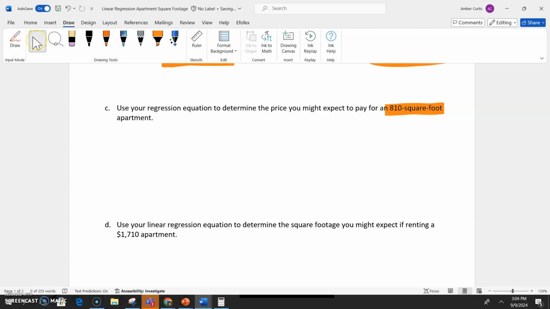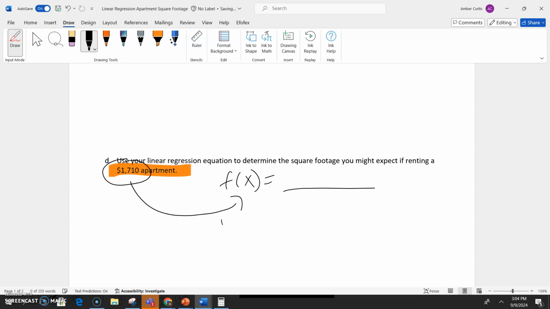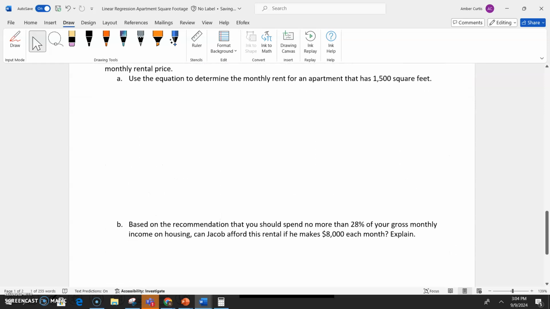And then I'd like you to use your equation to determine how much square footage you might expect to get if it costs $1710. Now note, this one's a little different. Your equation is f of x equals something. This here is your f of x. So in this case, you're going to have 1710 equals your equation, and then you're going to need to algebraically solve your equation. And then I want you to continue forward with the rest of the prompts.